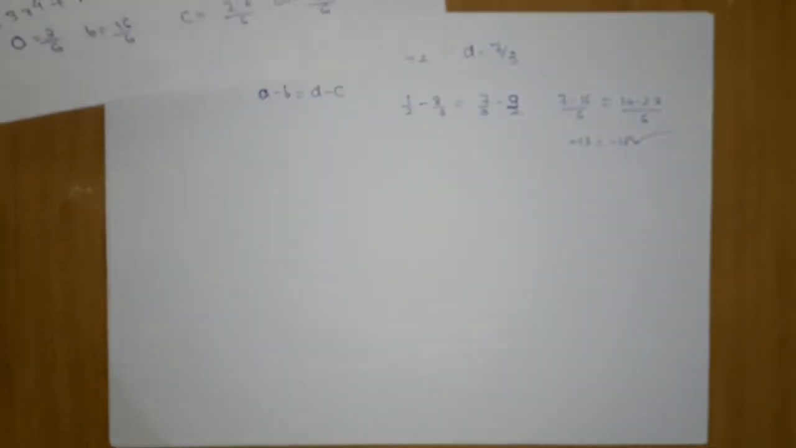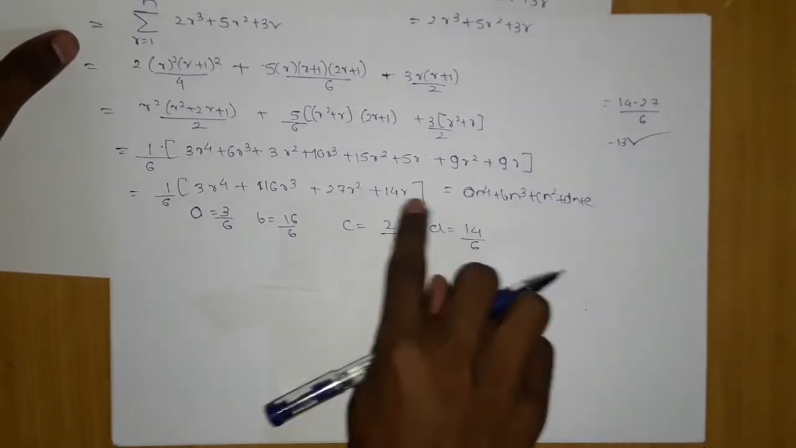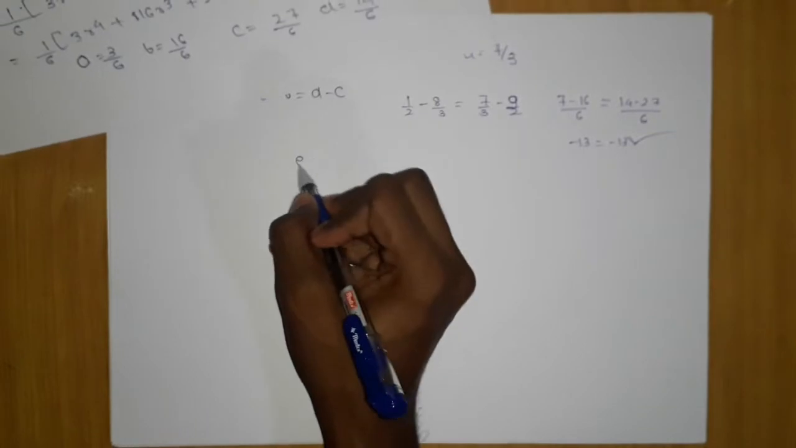Second option, it is very easy, e. Here there is no e term, no single constant term, so e will be 0. So my second option is also verified.